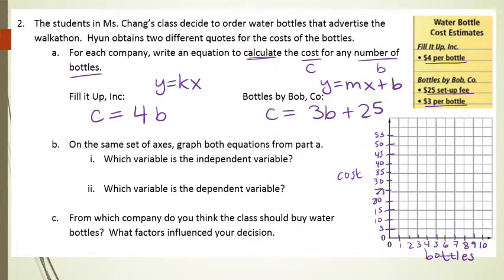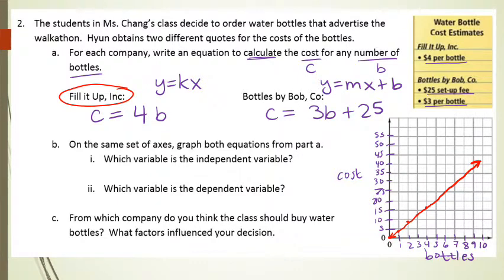So when I use Fill It Up, I'm going to graph that line here in red. My equation is 4 times B. So every time I add a bottle, my cost goes up by $4. So $4 for 1 bottle, right? 0 is going to be $0. 2 bottles is going to be 8. 3 bottles is going to be 12. 4 bottles is going to be 16. So I can see this line's going up like this. Ideally, it's a straight line. And you can hopefully use a ruler to make yours even better than mine.